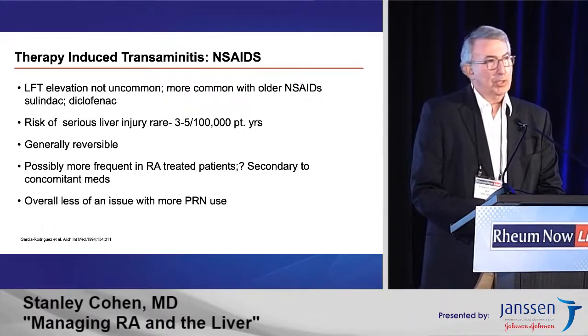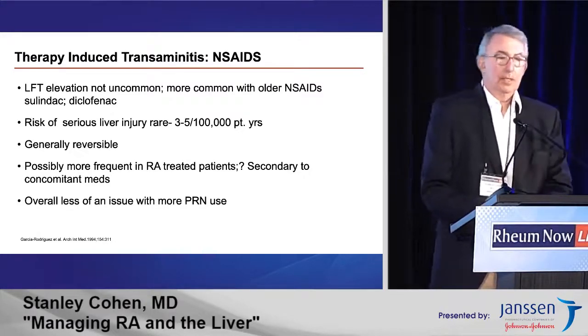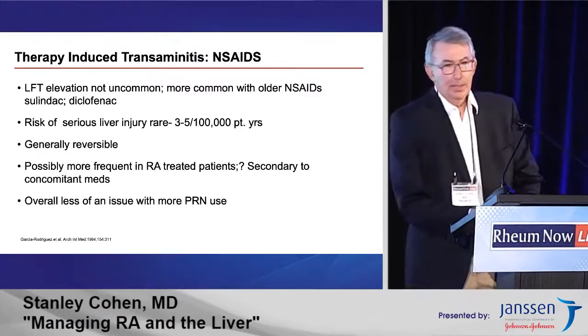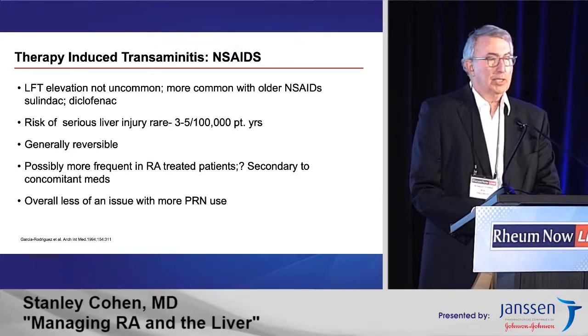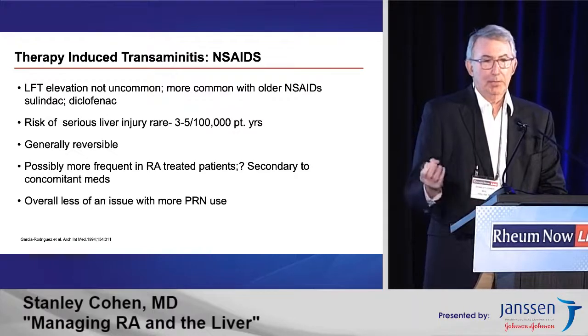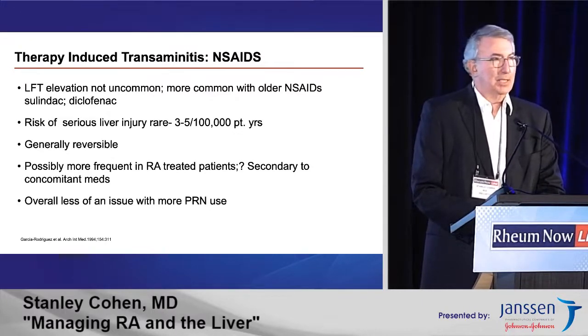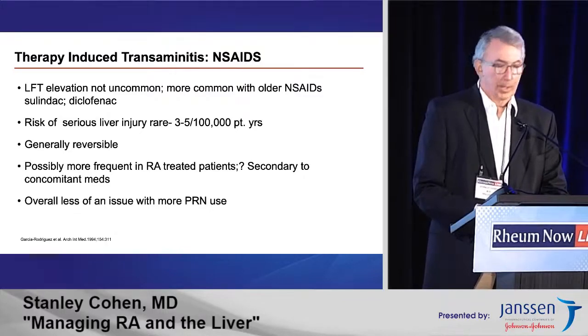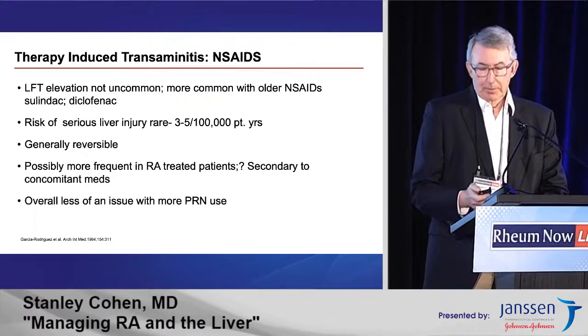Really not a major issue, generally reversible, despite the fact that our patients always ask us, are these drugs going to kill my liver or kidney? And the answer is no, they're not going to do that. Possibly, based on some of the data, more frequent transaminitis is seen in RA-treated patients, possibly secondary to our other medications. And these days, NSAIDs are not the hallmark of our therapy for RA, and we use them primarily PRN, so this is even less of an issue.